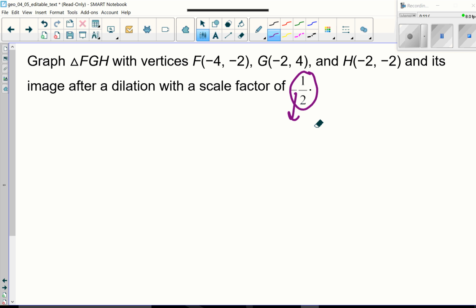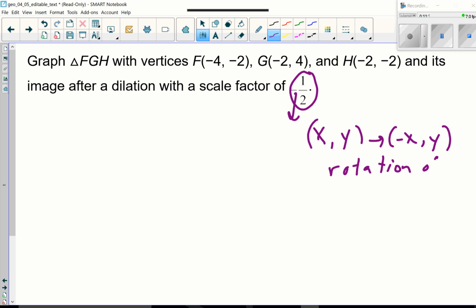What's happening is when you normally multiply x and y by a negative, remember we have this as one of our rules. We multiply, our positives become negatives. That is rotating 180 degrees. So this is going to be a rotation of 180 degrees, okay? And obviously reduction. This one's going to be a reduction, okay?